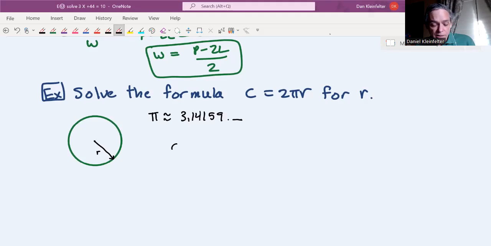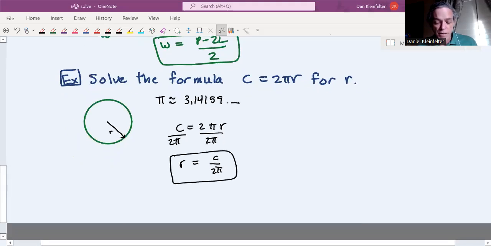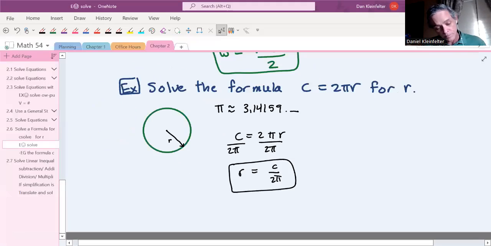But for now, all we need to do is take this formula, C equals 2 pi r, and solve it for r. Right now, the r has been multiplied by 2 pi, so we're going to divide both sides by 2 pi. So then r will equal C divided by 2 pi. And that's how we solve our formula for a variable.